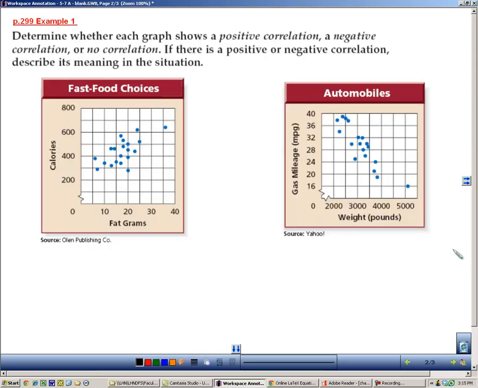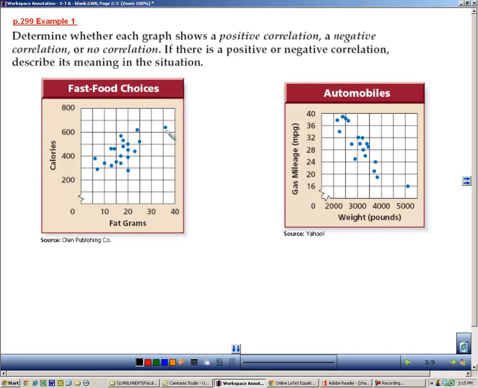Let's look at a few examples. We're asked to determine whether each graph has a positive correlation, a negative correlation, or none. So this first one compares two values, fat grams, looks like, in fast food choices, versus calories. So we're comparing fat grams and calories.